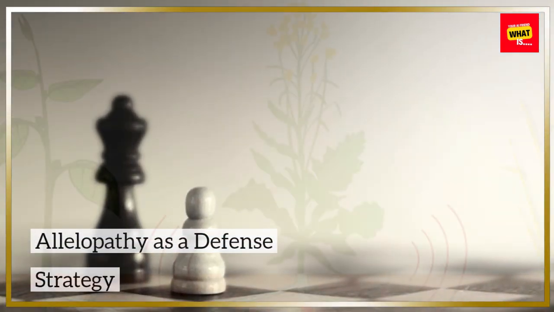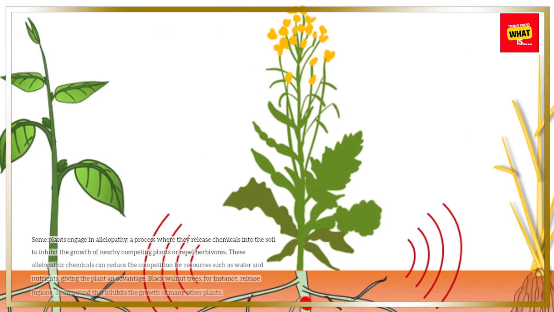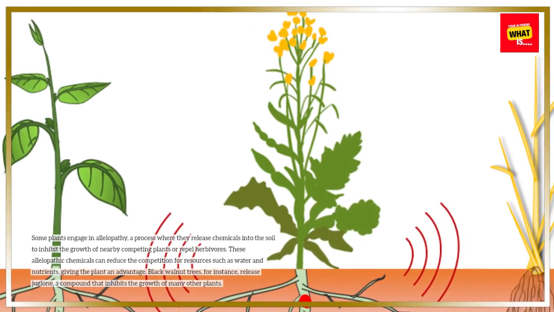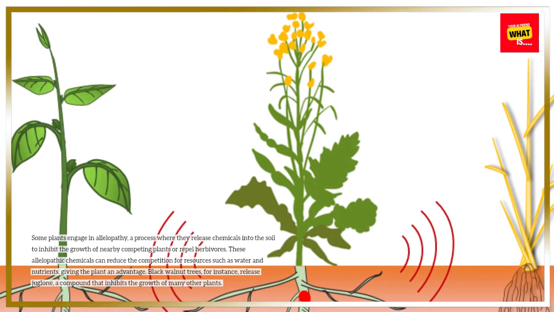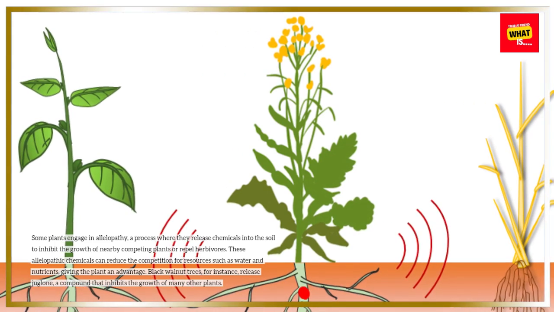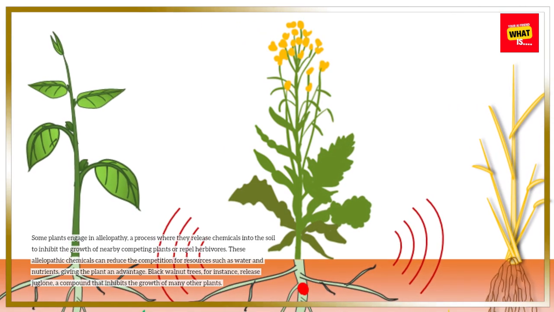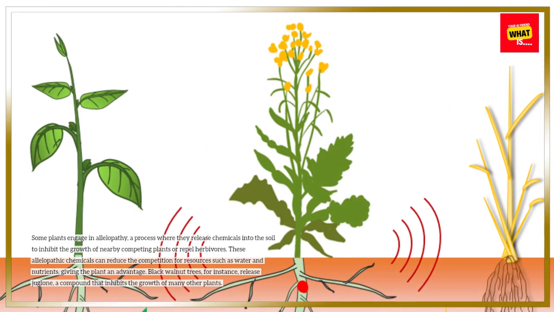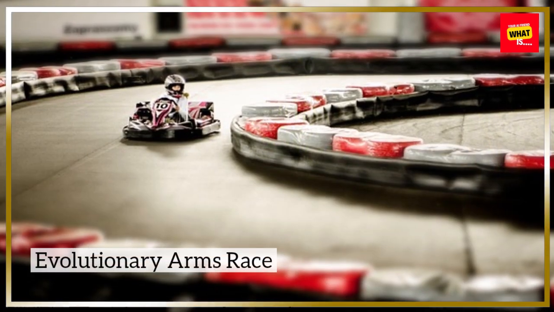Allelopathy as a defense strategy. Some plants engage in allelopathy, a process where they release chemicals into the soil to inhibit the growth of nearby competing plants or repel herbivores. These allelopathic chemicals can reduce the competition for resources such as water and nutrients, giving the plant an advantage. Black walnut trees, for instance, release juglone, a compound that inhibits the growth of many other plants.